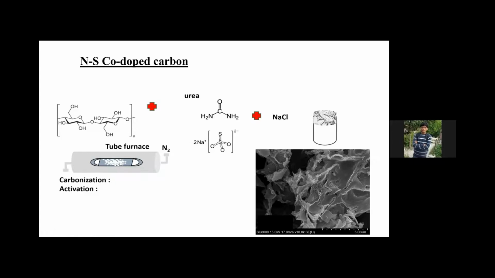We just put it in a furnace for carbonization and activation at different temperatures. Generally carbon material is activated higher than 500, so carbonization happens at around 500. That means if we increase the temperature to 500, this glucose is converted to black carbon paper. And after that, we activate it to get nitrogen and sulfur doping. Here we can see it.